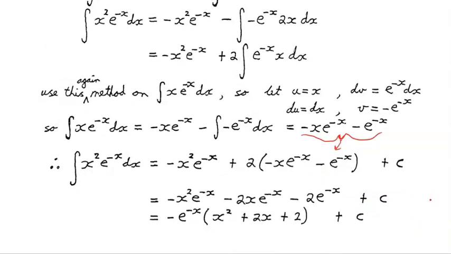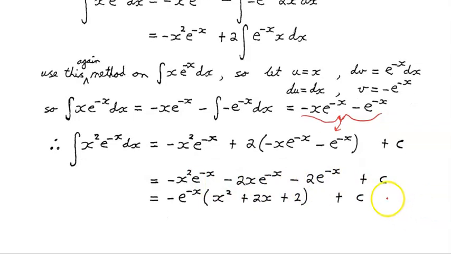Okay. And so expanding all that out, we have minus x squared e to the minus x, minus 2x e to the minus x, minus 2 e to the minus x plus our constant. Perhaps we can just factorize out minus e to the minus x, and we have x squared plus 2x plus 2 in parentheses, plus our constant of integration. And that is how something that didn't appear to be easily integrated has now been done so simply by an application of this rule twice.